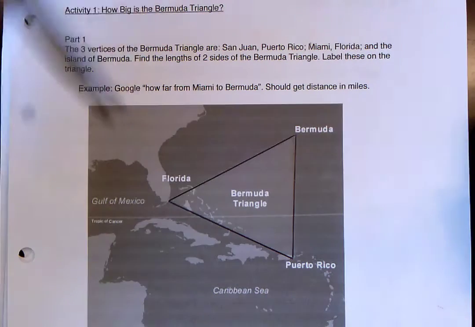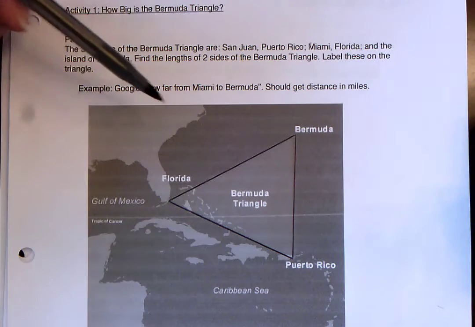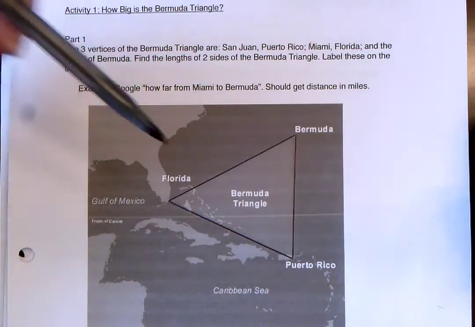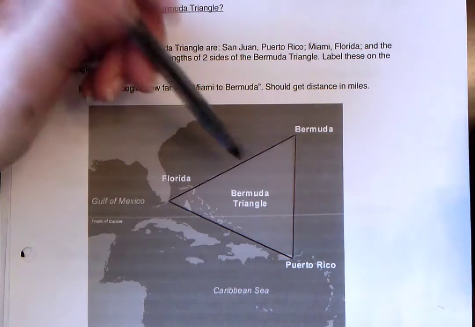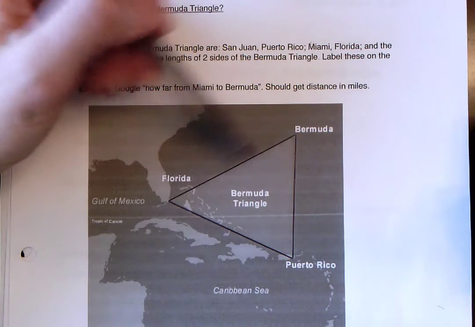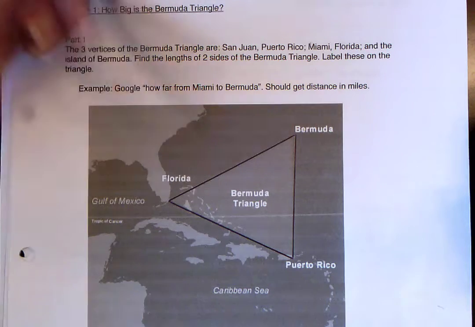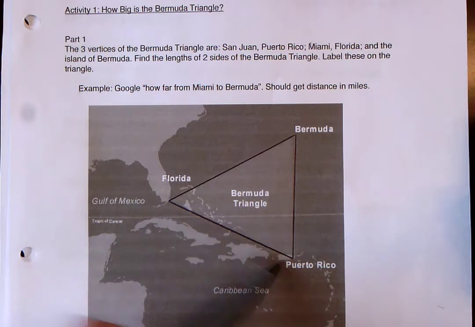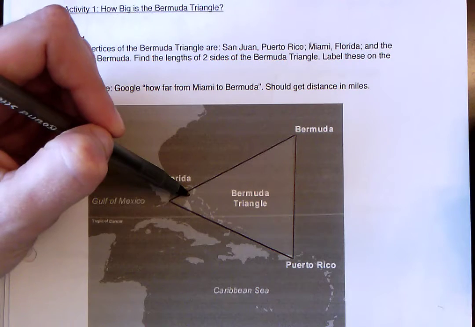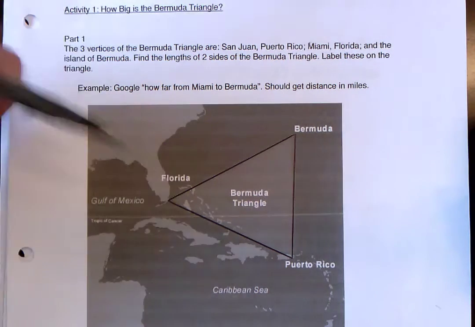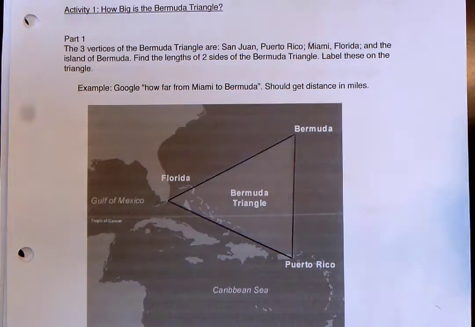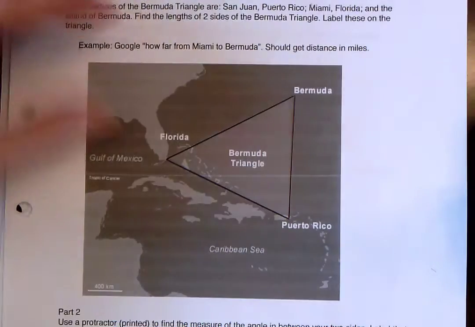Whatever two sides you end up finding, you need to find the angle in between those two sides. So let's say I found Florida to Bermuda, so I had this side here, and Florida to Puerto Rico. Then I would need to find this angle right here. I'll just show you how to do that, and it's not going to take that long.